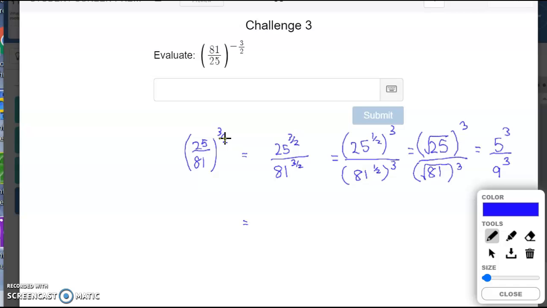So 5 to the power of 3 is 125. And 9 to the power of 3, that's 81 times 9. That will be 729. Okay, so your final answer is 125 over 729.